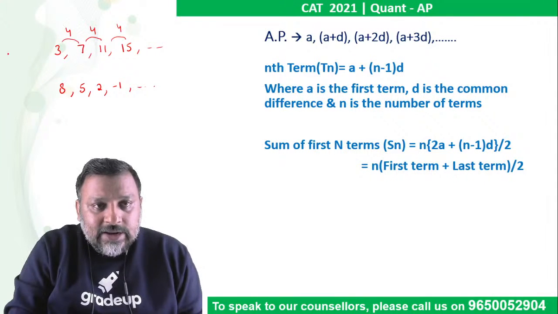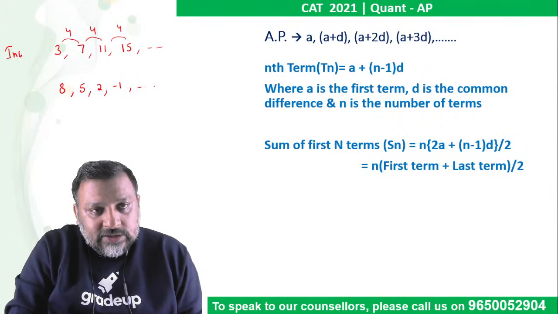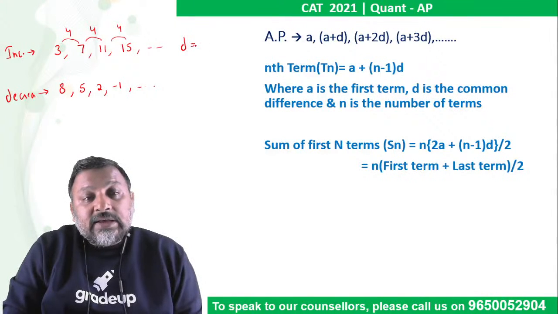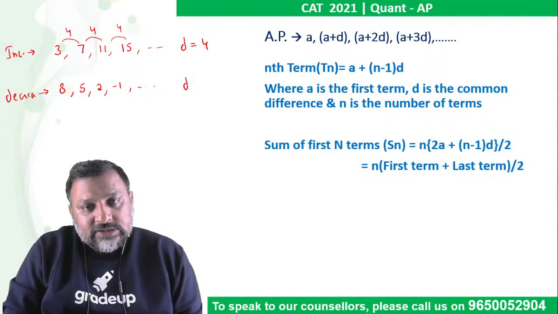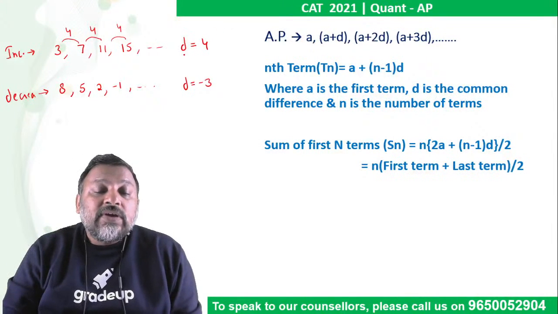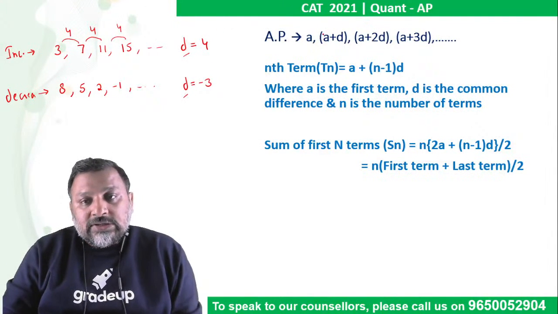So, this is an increasing AP where terms are increasing, and this is a decreasing AP where terms are decreasing. Here the common difference is 4, and in this case the common difference is -3. So common difference we represent by D. So these are the general terms.